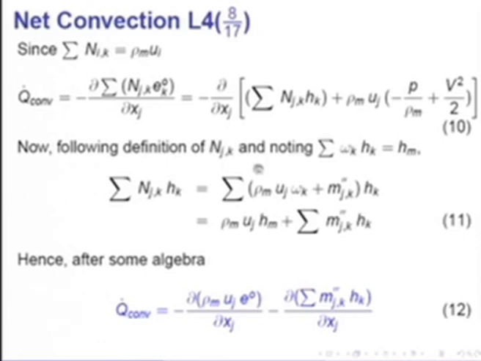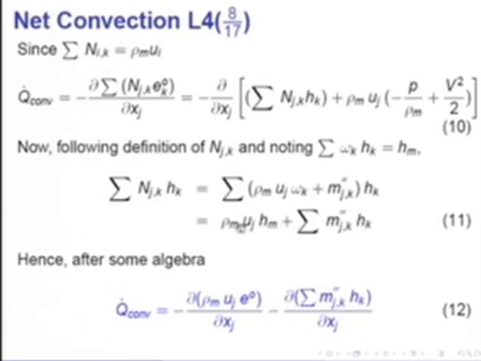If we now note that omega k into h k, that is the mass fraction of species k multiplied by its specific enthalpy, must add up to the mixture enthalpy, then sigma n j k h k would be sigma rho m u j omega k plus m double dot j k, the diffusion flux, into h k, and since sigma omega k h k is equal to h m, it will add up to rho m u j h m plus sigma m double prime j k h k.